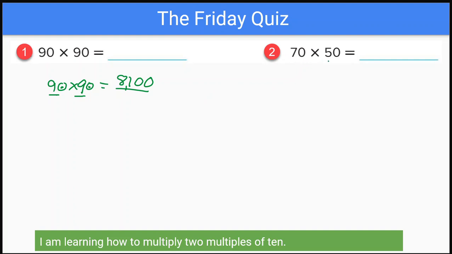Over here, we have 70 times 50. One way you could do it would be to go 70 times 50. 7 times 5, that's 35. How many zeros are in the problem? Then we'd add on that many zeros in the answer. You'd add on 2. So I'm not going to do it, you do it yourself. Kids, there you are, you're learning how to multiply two multiples of 10.